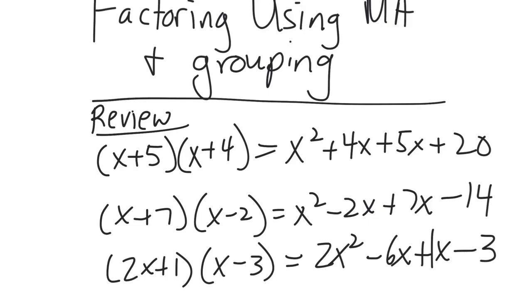All right, so this lesson is a review on factoring using MA and grouping. MA and grouping is used when you have a trinomial, and that's three terms. Actually, you could use it with two terms, special two terms, otherwise known as binomials. We can do that as well, but most of the time it will be used for trinomials, three terms.